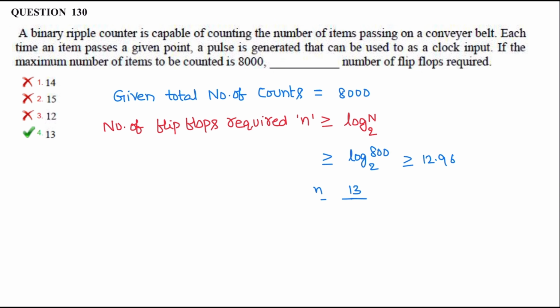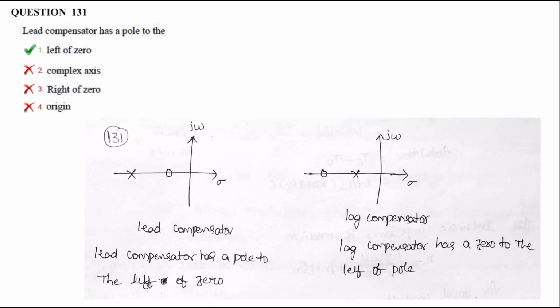Question number 131. Lead compensator has a pole. So in the image, the lead compensator and lag compensator are represented. This lead compensator has a pole to the left of the 0, whereas the lag compensator has a 0 to the left of the pole. The correct answer is option 1. Lead compensator has a pole to the left of the 0, left hand side of the 0.